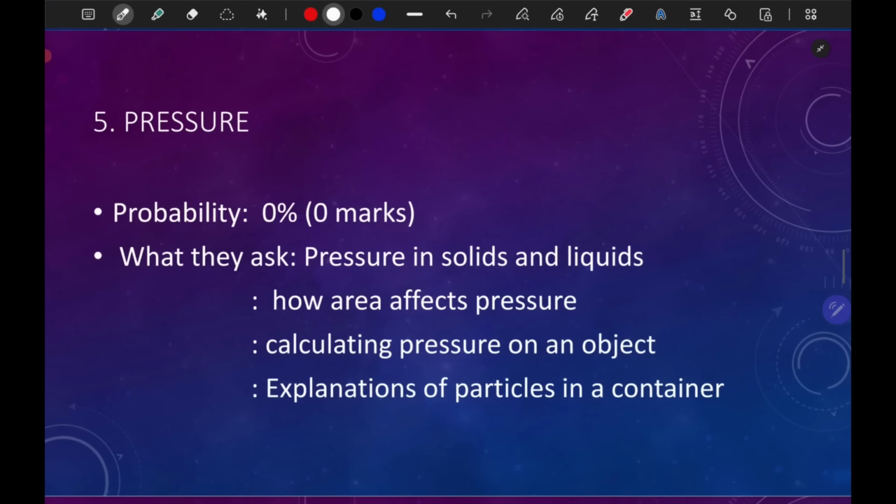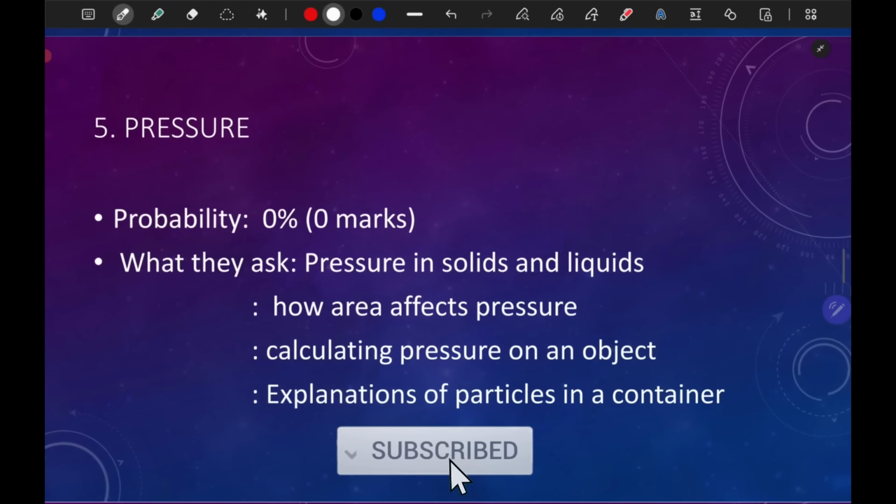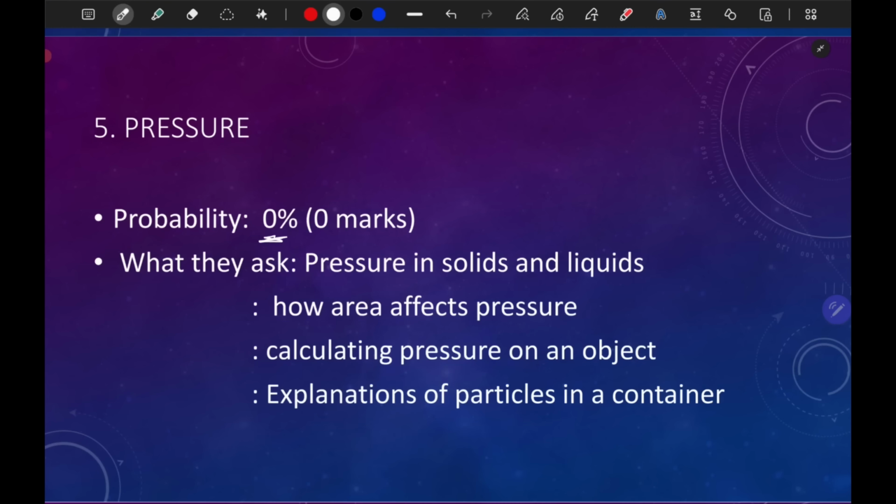Now, this is the interesting one so far. Pressure. Surprisingly, there is a 0% probability, because recently no pressure questions have come up. In the 2025 papers, there are no pressure questions: Feb, March, May, June, none. That's very interesting. I was surprised by that. I even checked the syllabus just to make sure that pressure is still there, and it is. But for some reason, Cambridge decided not to bring up any questions.